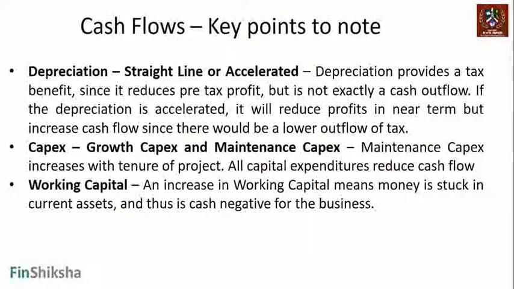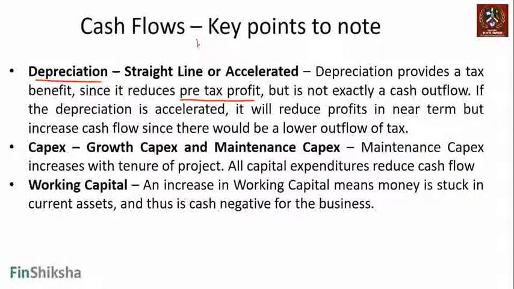The first one is depreciation. What do we mean by depreciation? Depreciation is essentially the write-off or wear and tear in each asset's value that we are doing year on year. And it actually gives a tax benefit. It's a cash flow benefit for us. Why? Because it reduces pre-tax profit. It is not exactly a cash outflow, right? So tax value goes down.